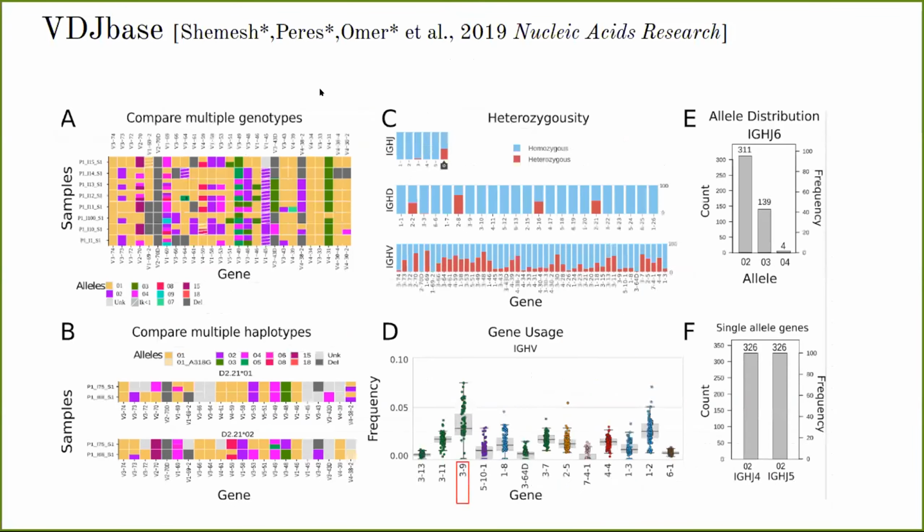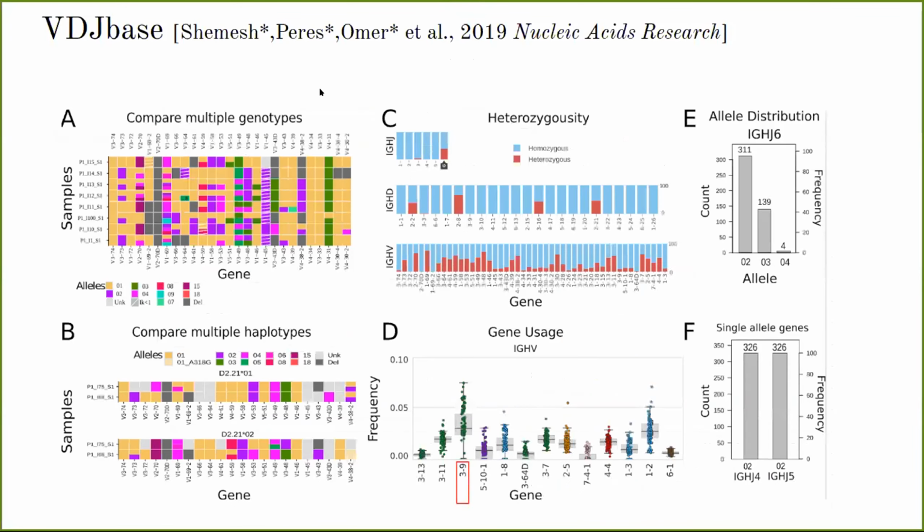So as I mentioned, our database includes online tools to assist in visualization and to help users gain insight into the data. So these are some examples of visualizations you can create in the database. A represents a comparison of multiple genotypes, where each row represents a sample and each column represents a gene. Colors represent different alleles.